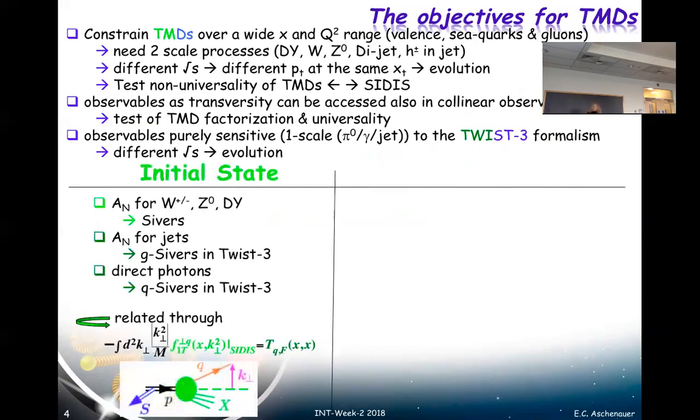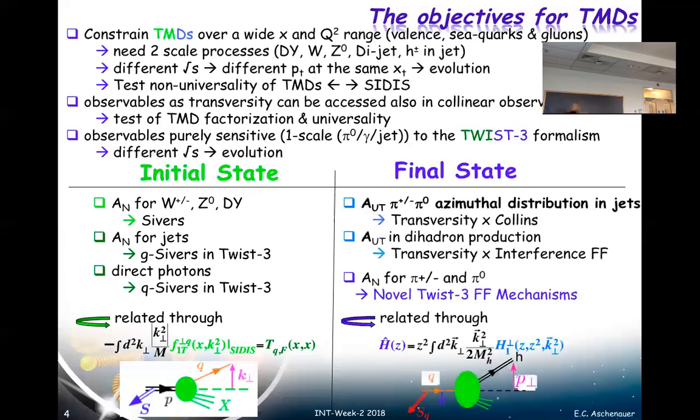So we can measure the initial state TMDs through the W and Z, the Sivers function. We can look at the gluon Sivers function in twist-3 and direct photons. And as you all know, of course, the TMDs and this twist-3 are related to each other through these relations. We can look at final state TMDs, like transversity times Collins through this method, and that is what I will also concentrate on in the following, by looking at azimuthal distributions of hadrons inside a jet.